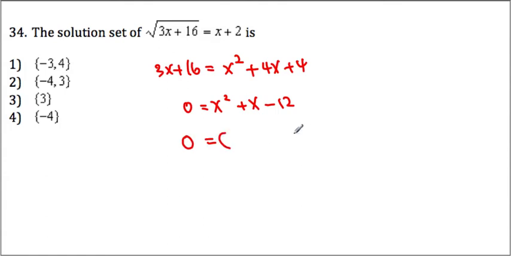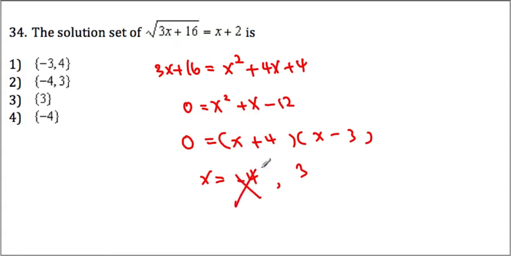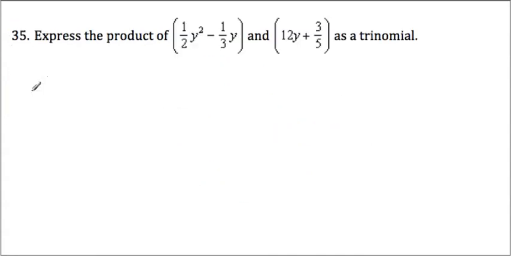Then obviously we can factor this one. Here we have x plus 4, x minus 3. Then x must be equal to negative 4 or 3. But negative 4 wouldn't work because if you plug it in, on the right side you will get negative 2. On the other hand, the left side you will get positive 2. So negative 4 wouldn't work, but please do check it. But 3 will work. So therefore our answer is choice 3.